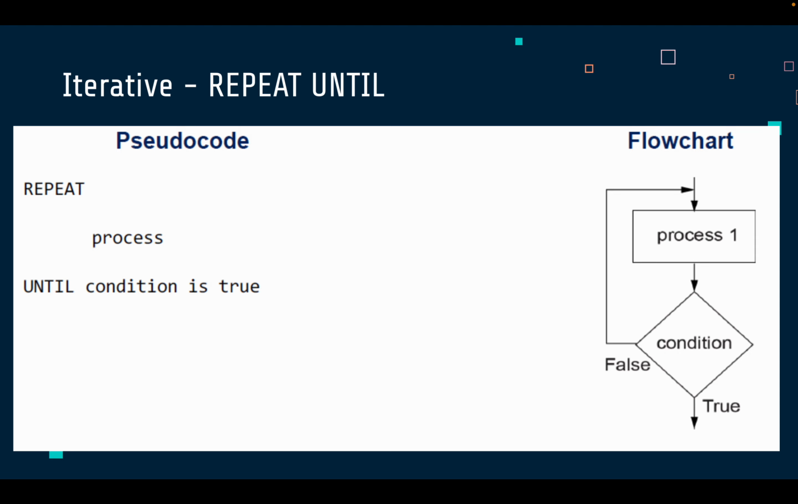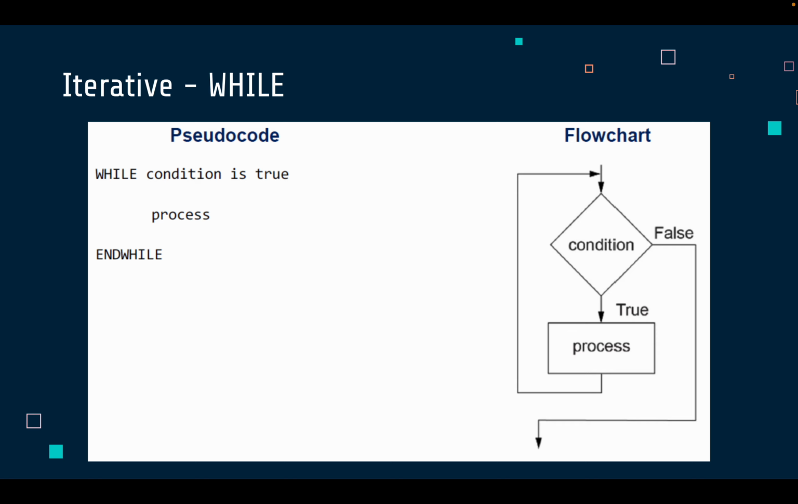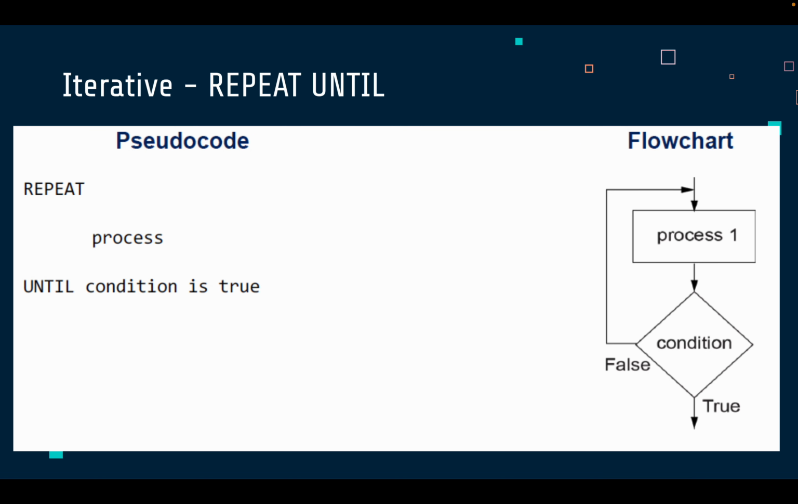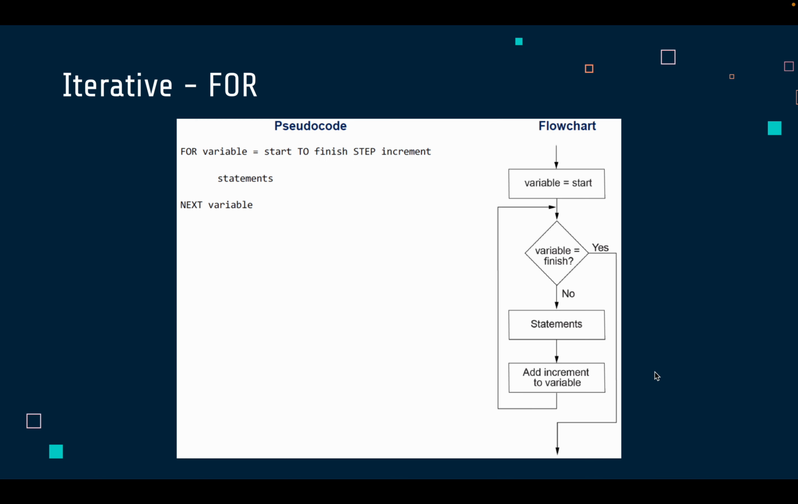Repeat until, again, this word specifically isn't within Python. Repeat until and while are actually 2 different variations of the same logic, and we're going to talk about this a bit more in class. It allows you to do a process once and then keep on repeating it while the condition is true.